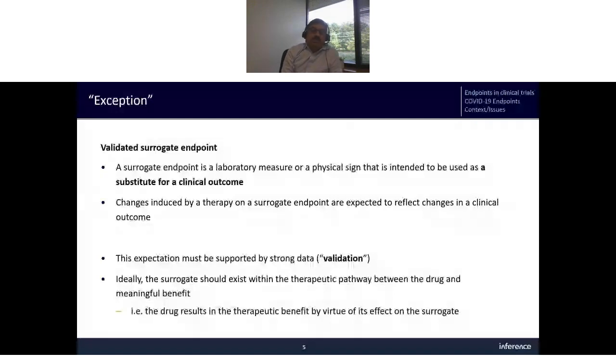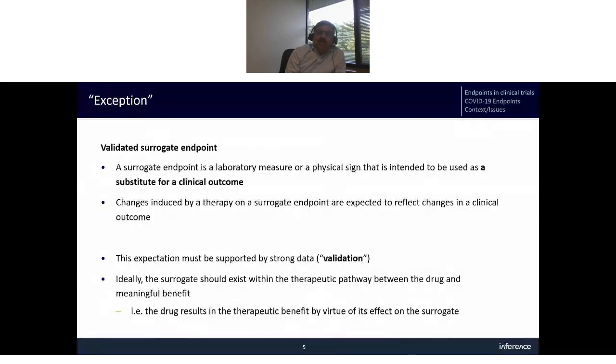There is an exception to these three, and that exception is called a surrogate endpoint. What is a surrogate endpoint? As you can see, the first two bullets: a surrogate endpoint is a lab measure or a physical sign that is basically a predictor of clinical outcome and can work as a substitute for a clinical outcome in a confirmatory clinical study. And there are some examples of surrogate endpoints that have been widely used. For example, for HIV, CD4 count or viral RNA was used to get approvals for a lot of drugs.